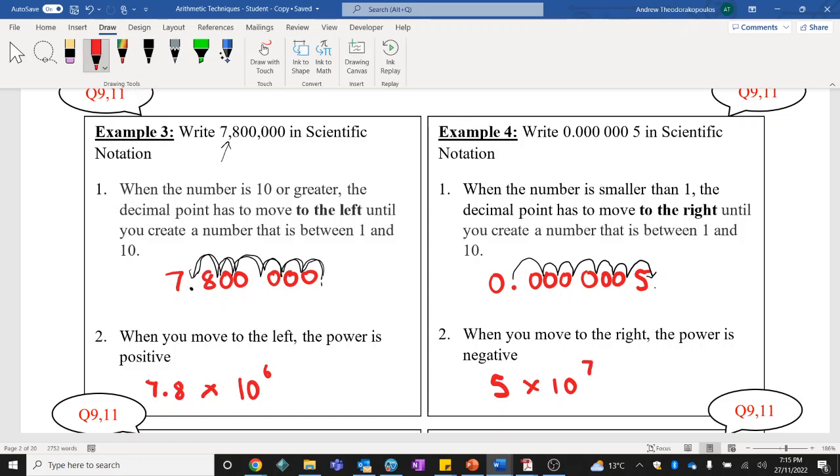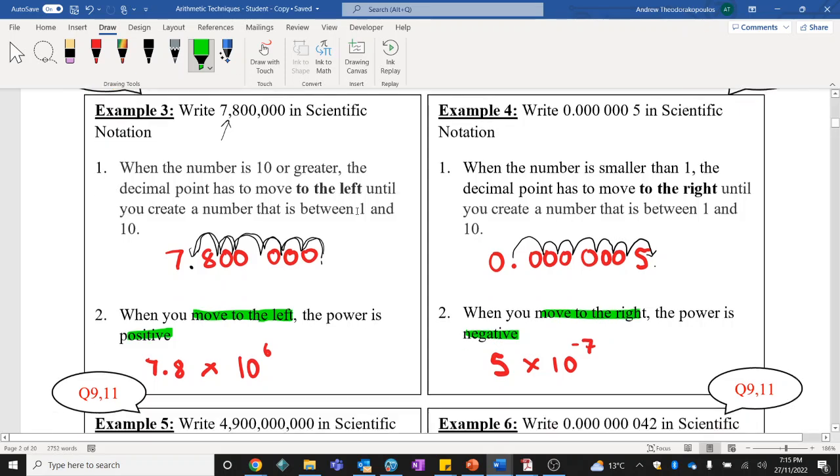But instead of just putting a 7 up here, we're going to put -7. As you'll notice here in the notes, when you move to the left, the power is positive, and when you move to the right, the power is negative. This is something that I would highly recommend when you make your summary book, that you put these sort of notes in, because it's following a rule, I guess.